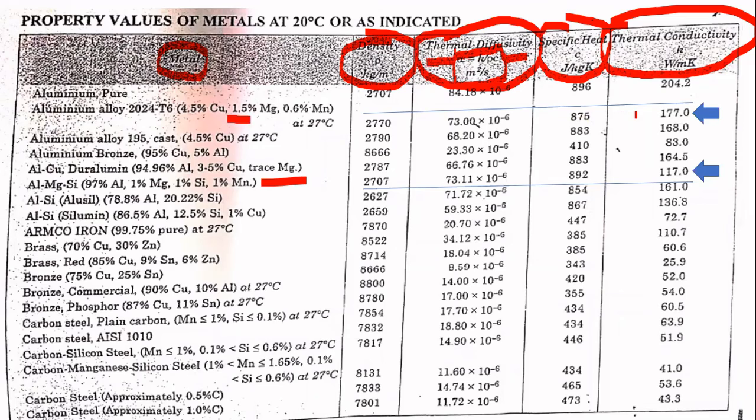For the first material, you can see that the thermal conductivity value is 177. For the second, it is 117. So you can clearly see that the speed of the first car is high and the speed of the second car is low. Thermal conductivity for the first material is high. Thermal conductivity for the second material is low.